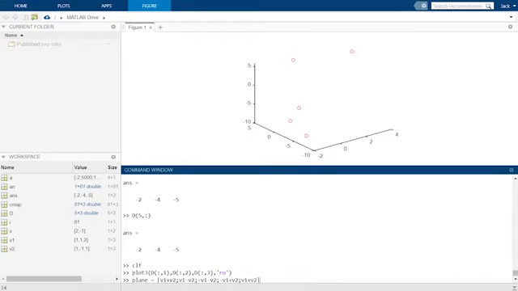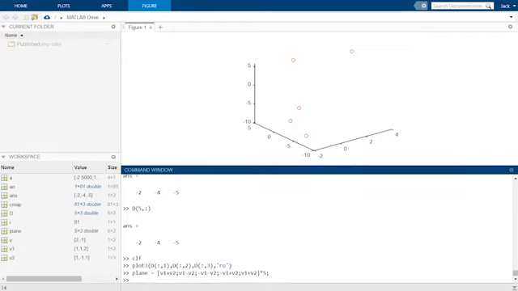To make the square a little bit larger, we can upscale it by multiplying it by 5. Now we can plot the square.